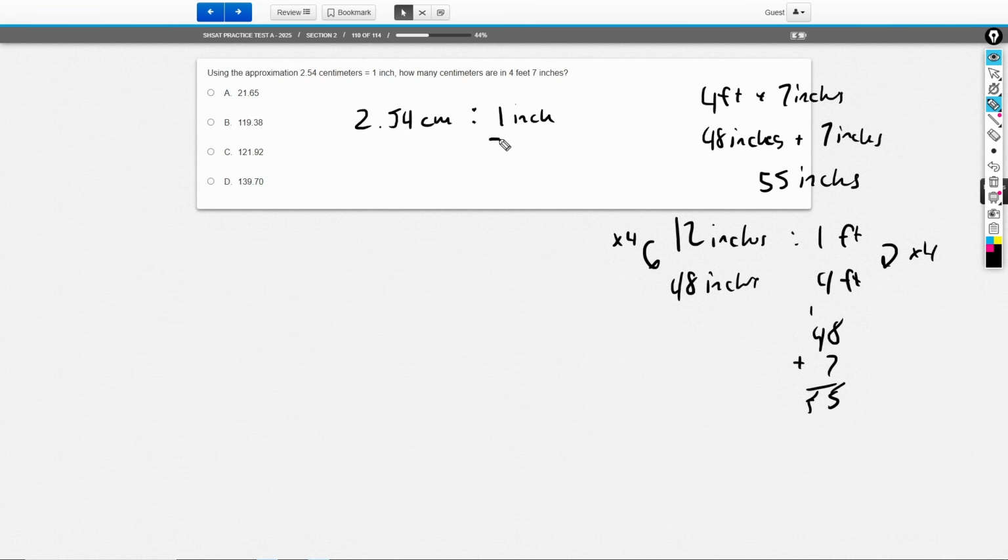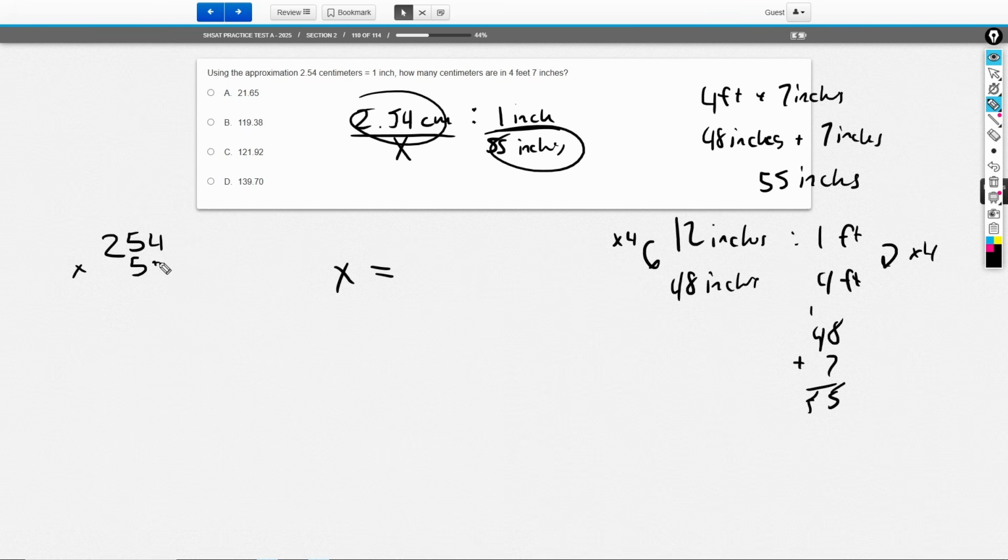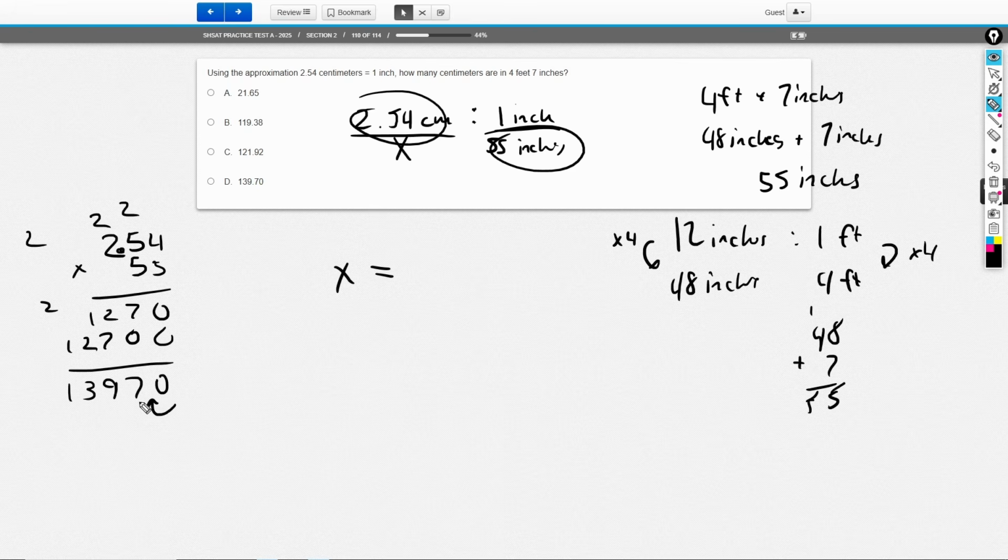Well, if I have 55 over here, and I want to find how many centimeters, so that's x centimeters, guess what? I can cross multiply. X times 1 is x, and that's equal to 2.54 times 55. Don't forget about the decimal. So this turns into 139.70, and you get 139.70 centimeters in 4 feet and 7 inches. That's all you have to do here, just a bunch of multiplication.